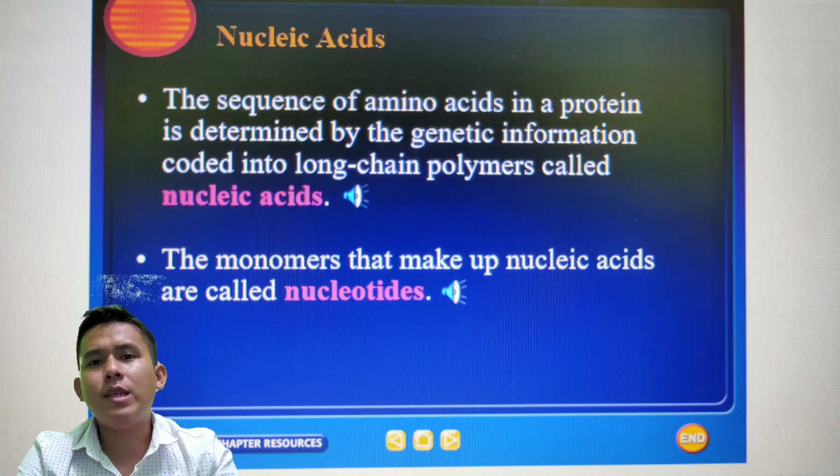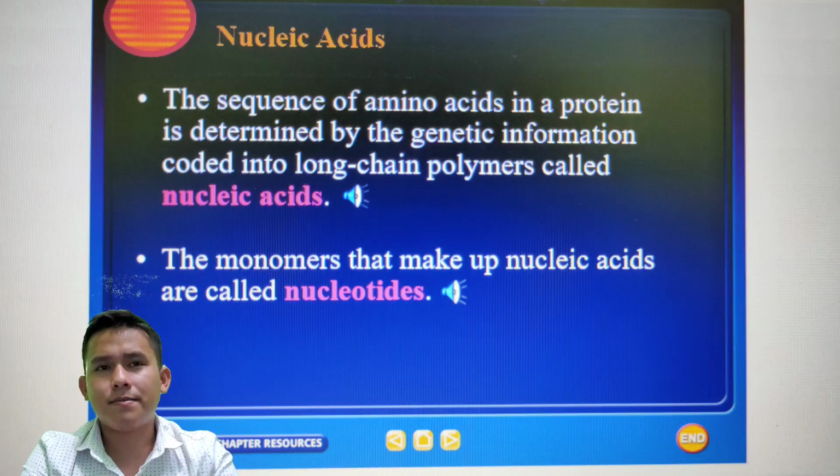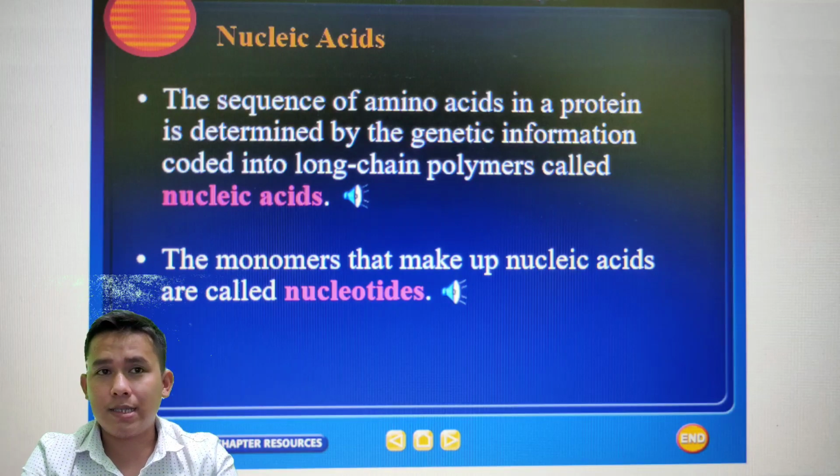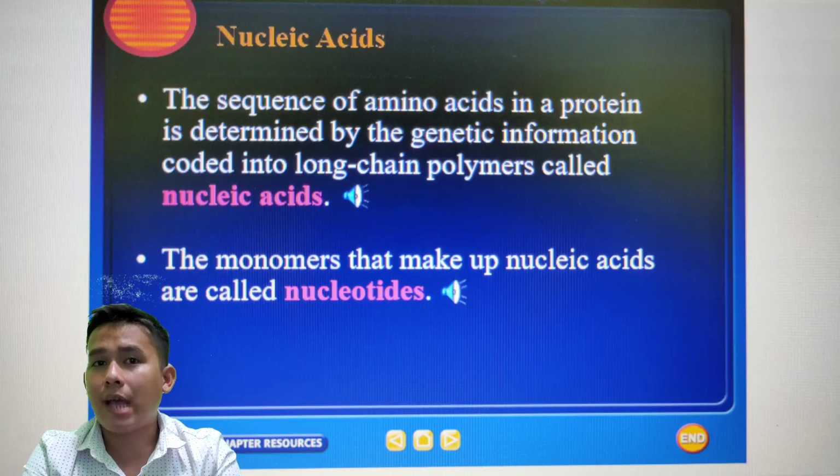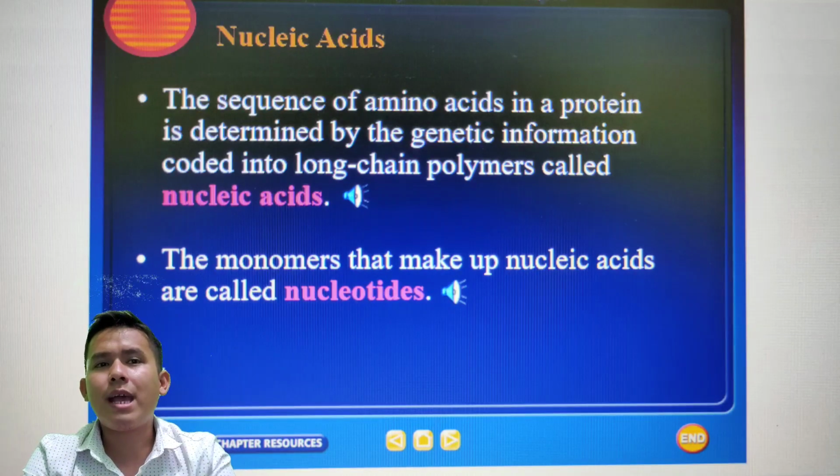Next, we have the nucleic acids. The sequence of amino acids in a protein is determined by the genetic information coded into long-chain polymers called nucleic acids. The monomers that make up nucleic acids are called nucleotides.